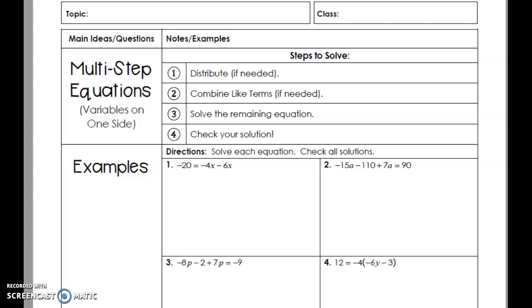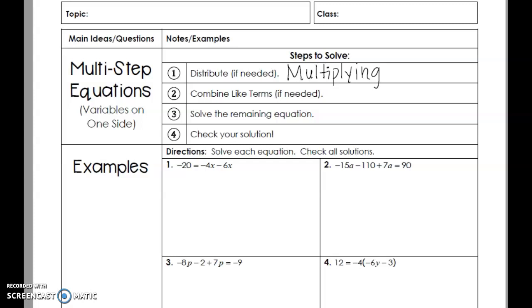Today's lesson is on solving multi-step equations with variables on one side. Let's look at the steps needed to solve. Step number 1 is to distribute if needed. Remember, when distributing, you are multiplying times the number or numbers and variables outside of your parentheses.